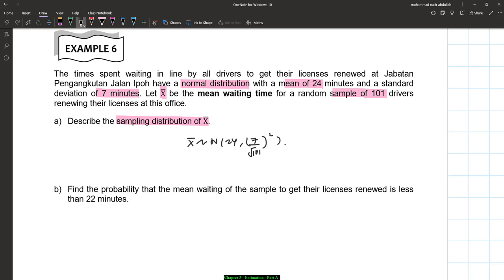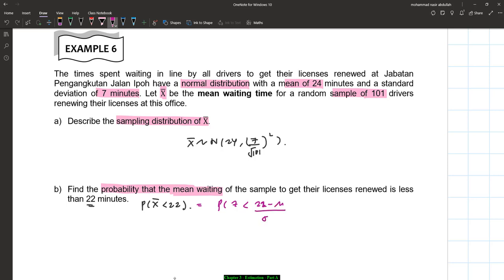Now find the probability that the mean waiting time of the sample to get the license renewed is less than 22 minutes. So probability of X bar less than 22. How do we get X bar? The mean waiting time. So the mean is less than 22 minutes. Same thing. We just convert this to the Z distribution. Z less than 22 minus the mean.